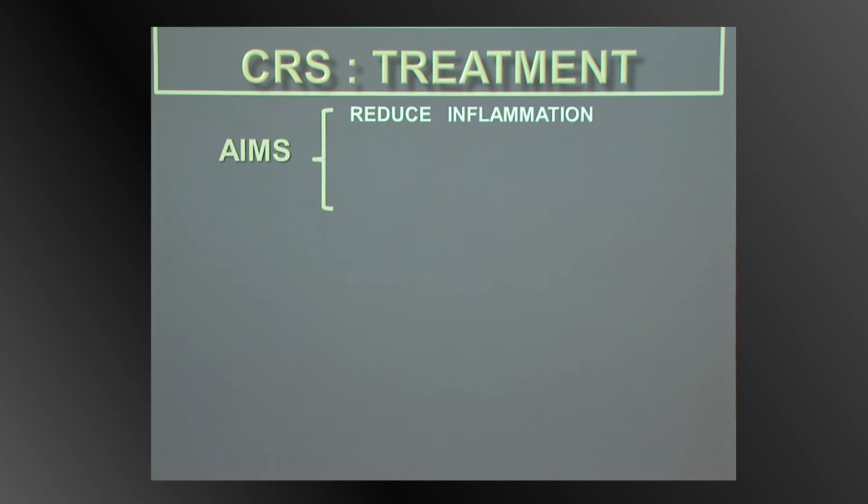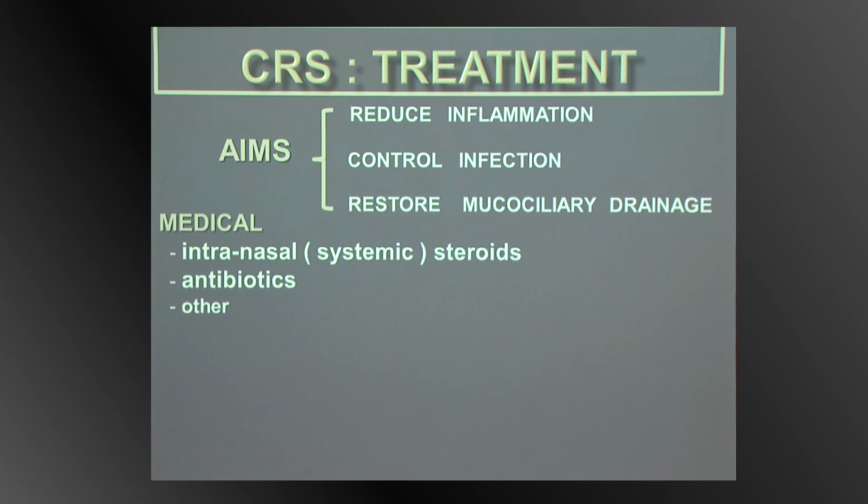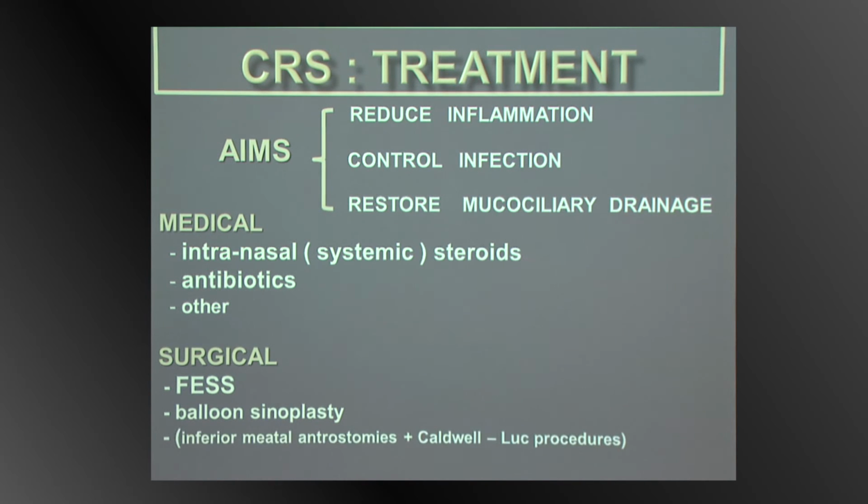So the aims of treatment are to reduce inflammation, control infection, and restore the mucociliary drainage: medical, steroids, antibiotics where indicated, and other measures. Surgery is almost completely endoscopic sinus surgery these days. You can do balloon sinuplasties, where you pass an angio-type balloon up on a guide wire into the sinus and dilate up the drainage channel. Inferior meatal antrostomies and Caldwell-Luc procedures have been by and large confined to the history books.